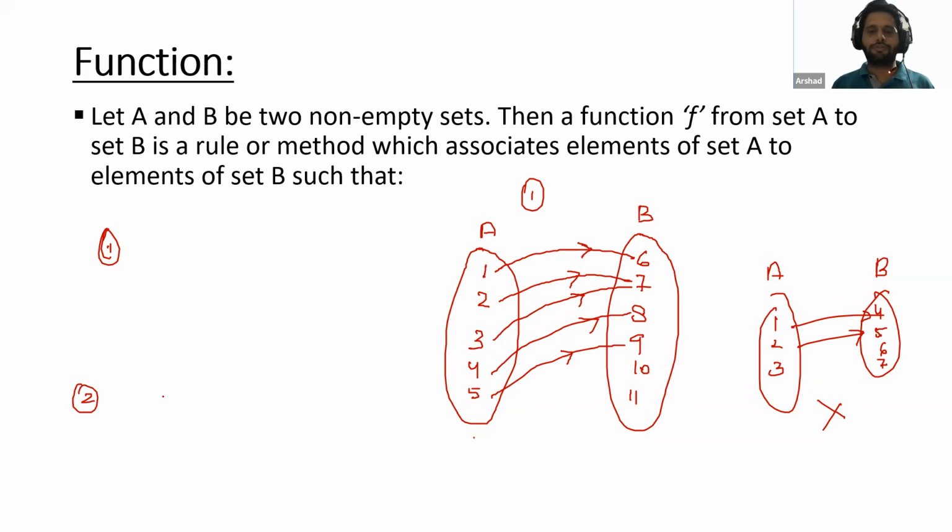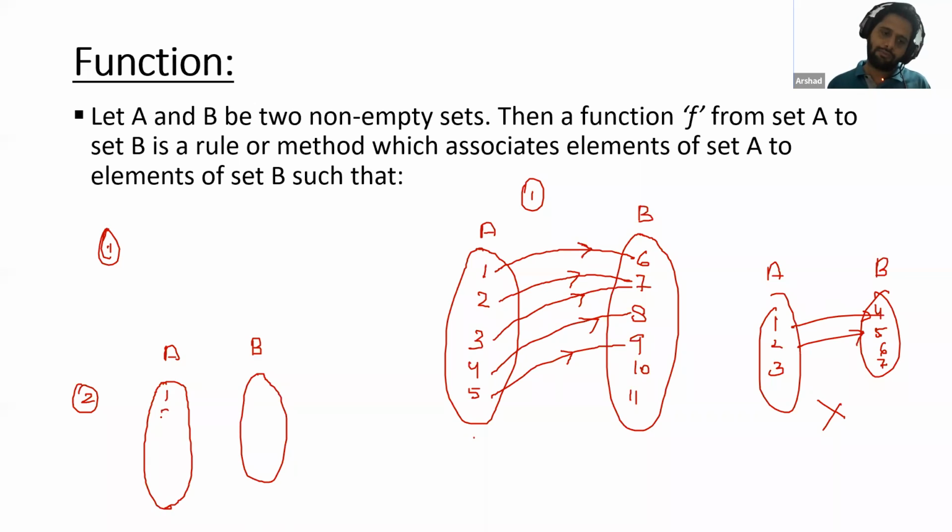All the elements of set A should be related to a unique element of set B. What does this mean by unique element of set B? Suppose we have a set A here. We have a set B here. Suppose this is 1, 2, 3, 4, and here we have 5, 6, 7, 8, 9. So unique element means one will be associated with only a single element. For example, here 1 is associated with 4. Now, 3 will be associated with 7.